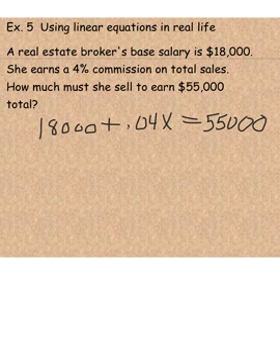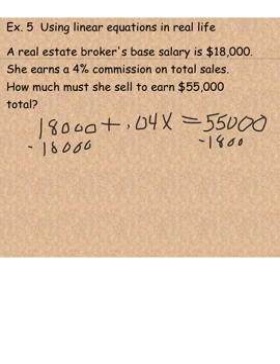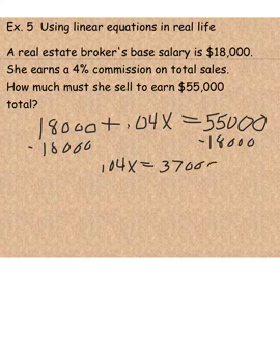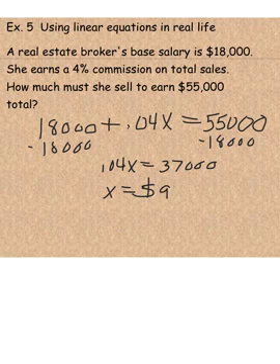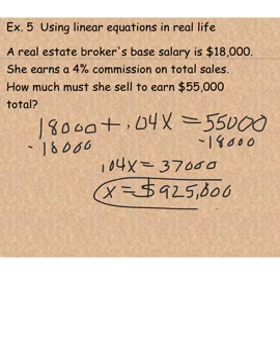So we'll solve this equation by subtracting 18,000. So we'll have 0.04x equals 37,000. We'll divide both sides by 0.04, and that will give us $925,000. So this tells us that she has to sell $925,000 in order to make $55,000 in total.